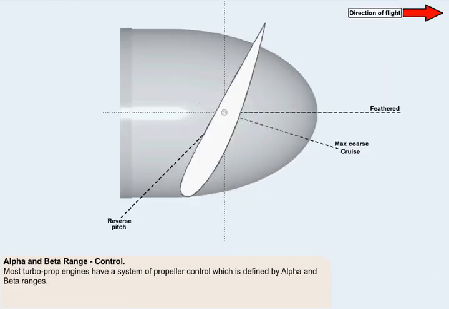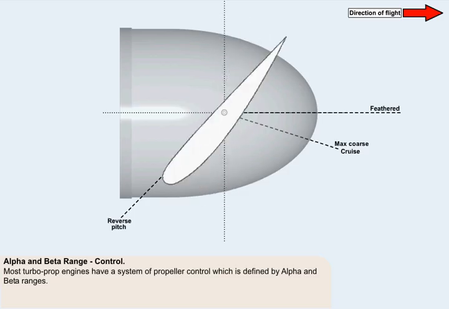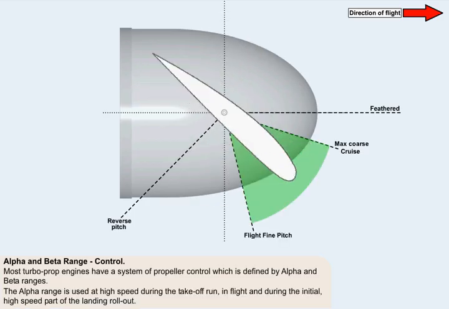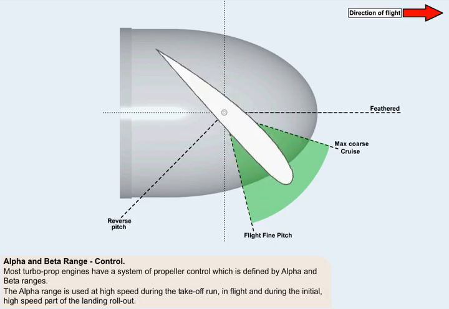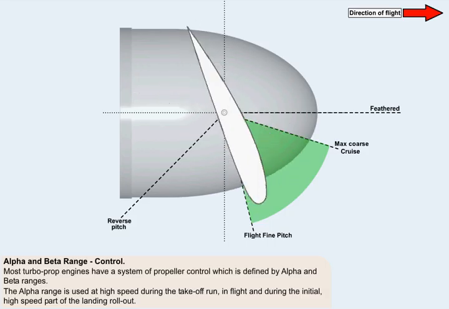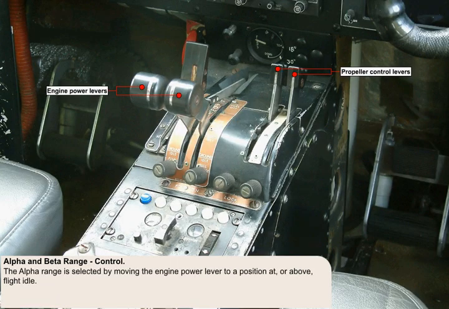Most turboprop engines are provided with a system of propeller control which is defined by alpha and beta ranges. The alpha range is used at high speed during the takeoff run, in flight, and during the initial high-speed part of the landing rollout. The alpha range is selected by moving the engine power lever to a position at or above flight idle.